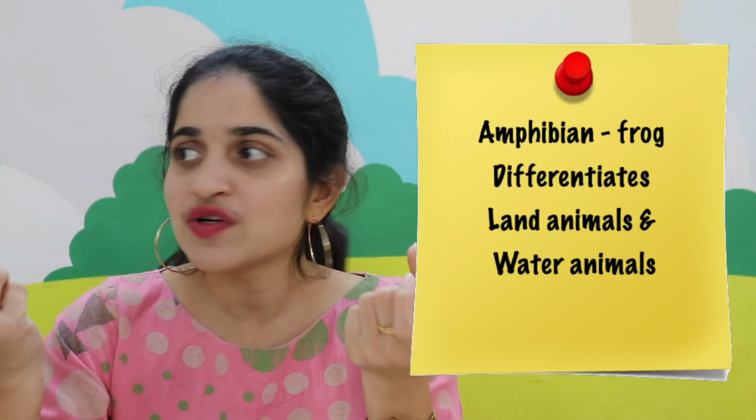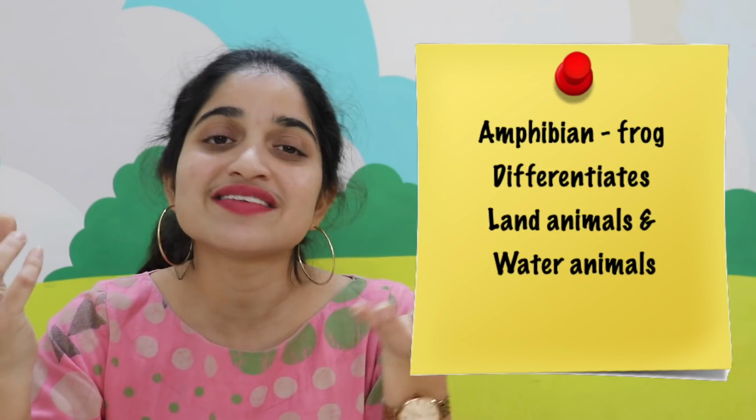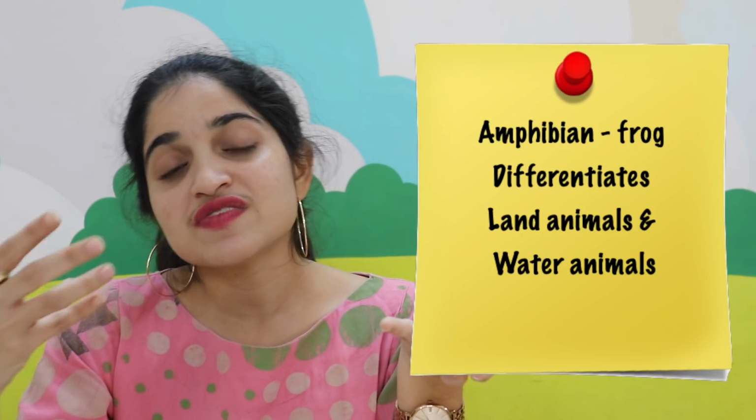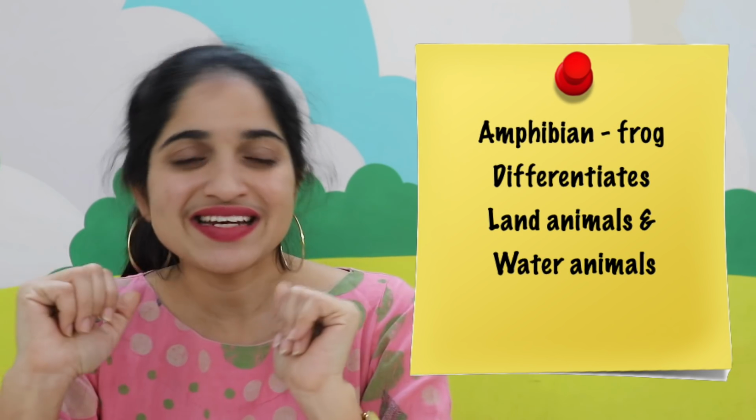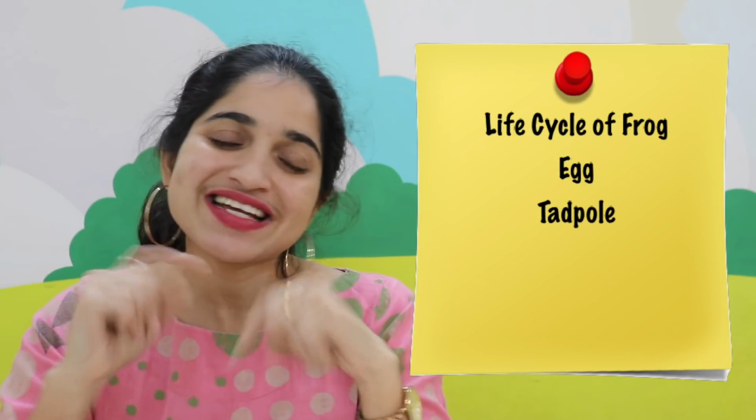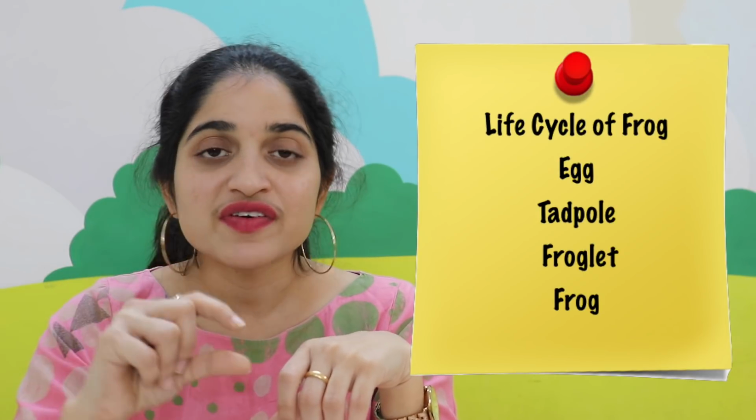Like for example, when you ask them tiger, they should be able to say the tiger lives on land, fish lives in water. Like this, they should be able to distinguish animals depending upon where they live. Kids should know the life cycle of a frog: egg, tadpole, froglet, frog.